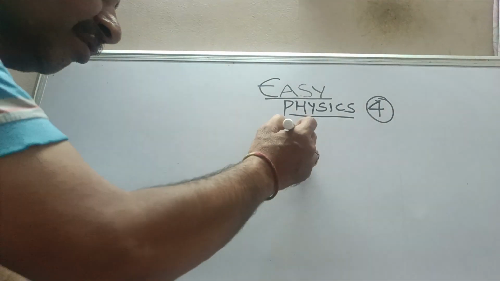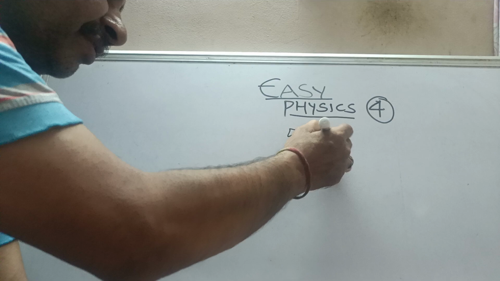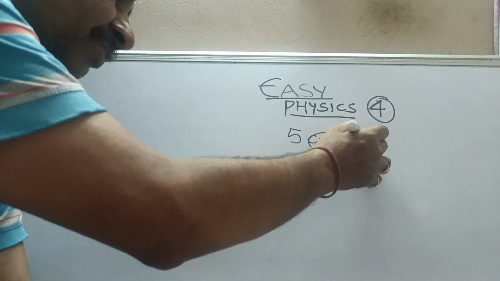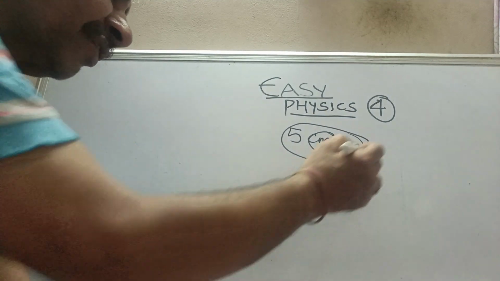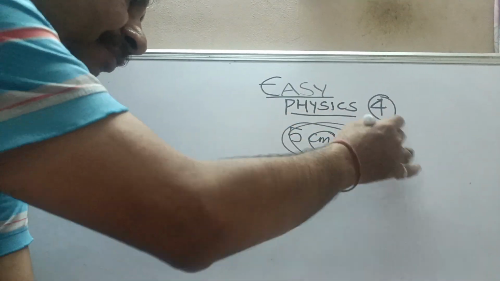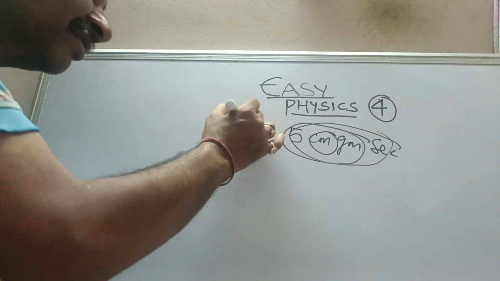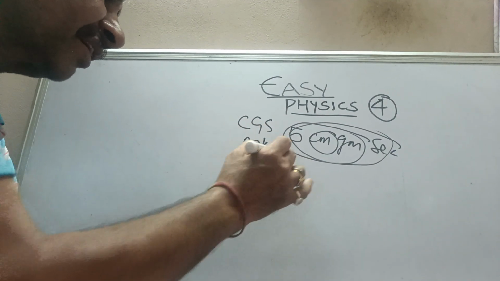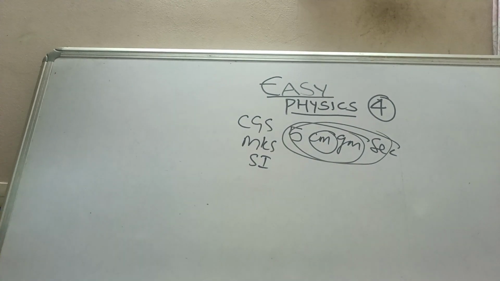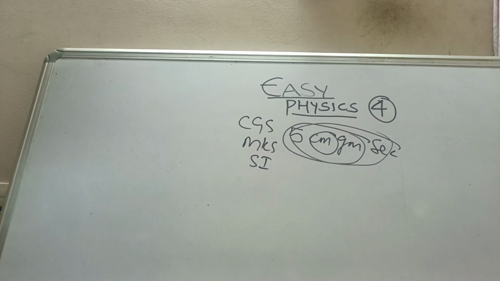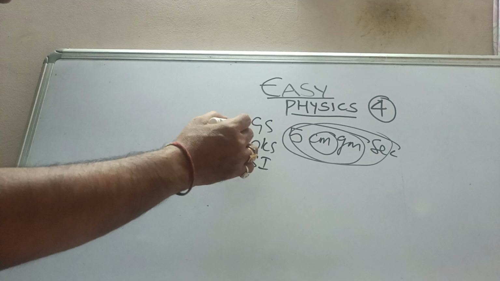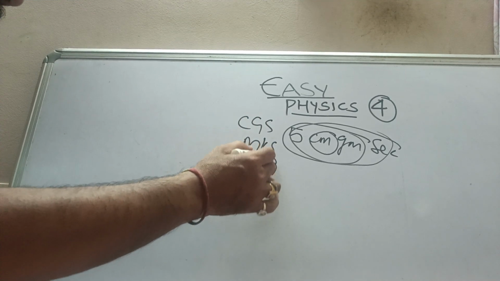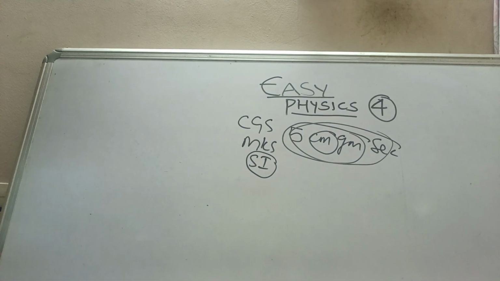Suppose 5 centimeters, it speaks about the length. 5 grams, it speaks about the mass. 5 seconds, it speaks about the time. So there are CGS, MKS and SI systems to measure the physical quantities. First of all, you know about the CGS: centimeter, gram, second. MKS is meter, kilogram, second, and the SI system is nothing but the expansion of the MKS system.